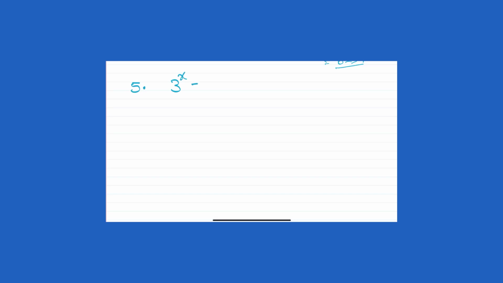I'm sure you find this final one very interesting and puzzling. We have 3 to the power of x equals 1. Ta-da! Now, look at the left-hand side, it is 3. And on the right-hand side, it is 1. What is the base value?